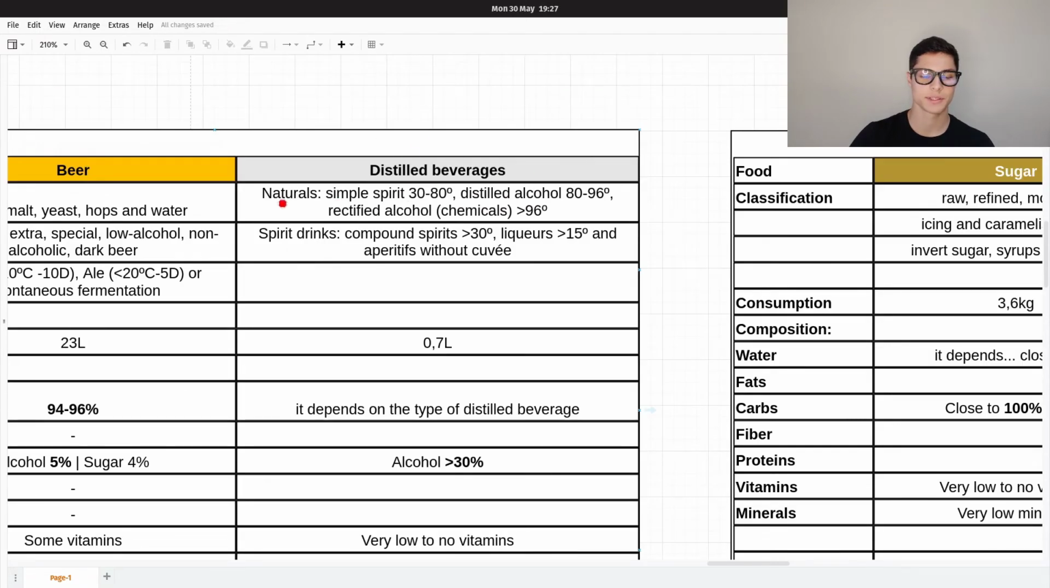And then we have the distilled beverages. We have the naturals and the spirit drinks. The naturals can be classified as simple spirit between 30 and 80% of alcohol, distilled alcohol between 80 and 96%, and rectified alcohol with chemicals or not, more than 96%, and some of these are so high that they're not even drinkable, and they are used for pharmaceutical purposes. Spirit drinks, on the other hand, they are compound spirits, more than 30% of alcohol, the liquors that are more than 15%, and the aperitifs without cuvee.